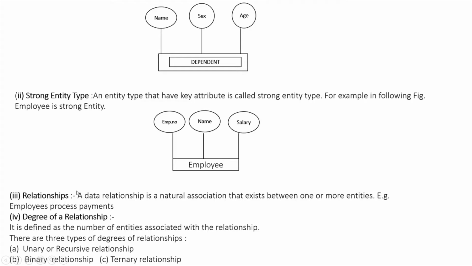Third, relationship. A data relationship is a natural association that exists between one or more entities. Example, employee processes payments. Degree of a relationship. It is defined as the number of entities associated with the relationship. There are three types of degree of relationship: unary or recursive relationship, binary relationship, ternary relationship.